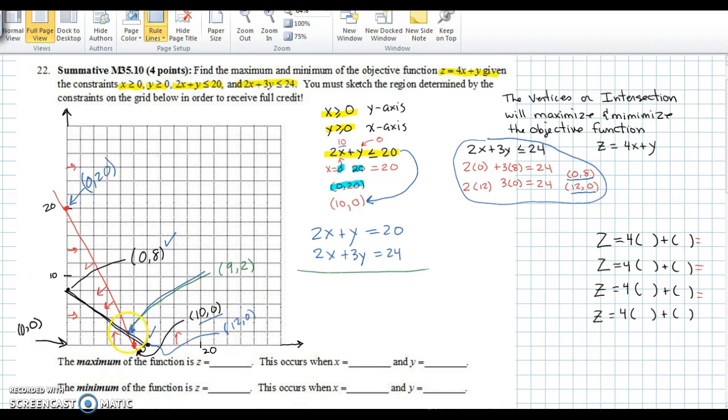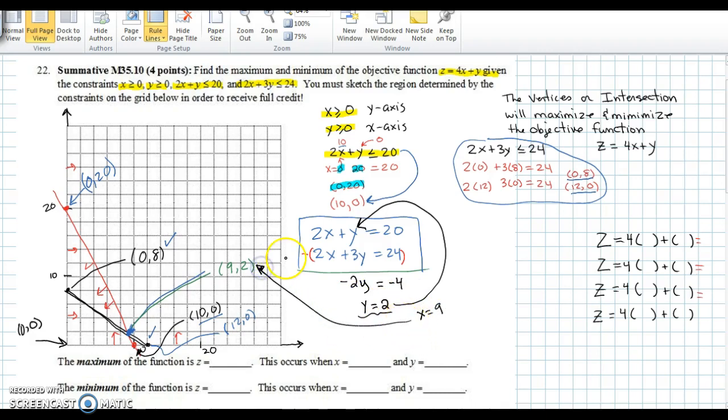The last one we need to figure out is where the two graphs meet. That's done by solving these two equations equal to each other. I would subtract or multiply the bottom equation by a -1 and then add them together. When you do, you get the following. After elimination, y equals 2. We'll plug this in for y, and when you do, x can be solved for 9. That leads to this vertice here.